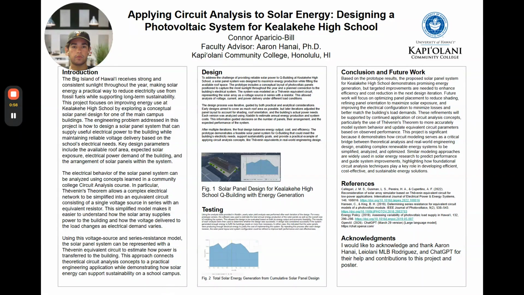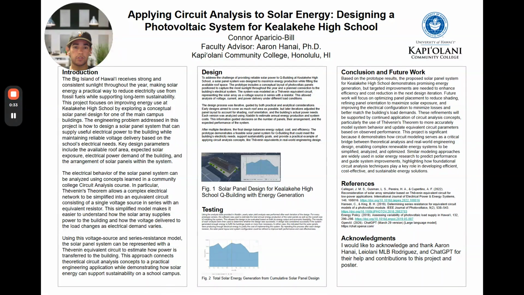These refinements will be supported by continued application of circuit analysis concepts, particularly the use of Thevenin's theorem, to accurately model system behavior and update equivalent circuit parameters based on observed performance. This project is significant because it demonstrates how circuit modeling serves as a critical bridge between theoretical analysis and real-world engineering design, enabling complex renewable energy systems to be simplified, analyzed, and optimized.